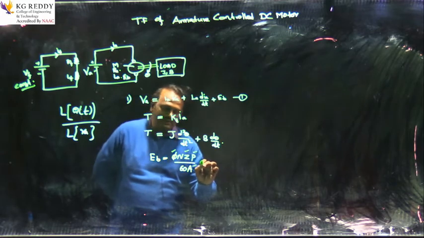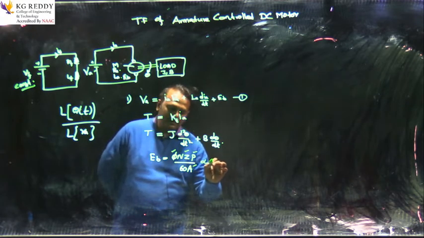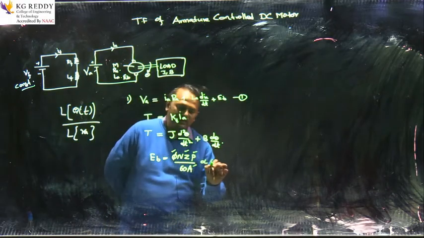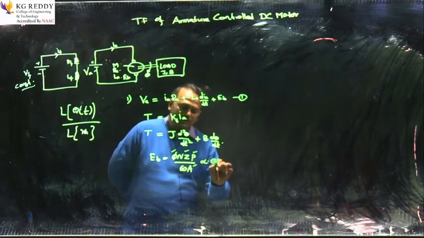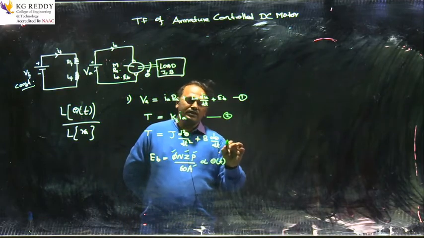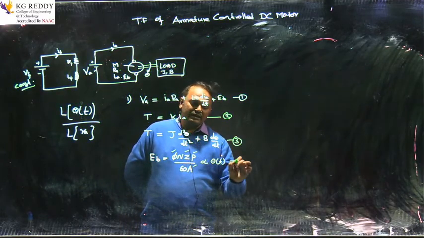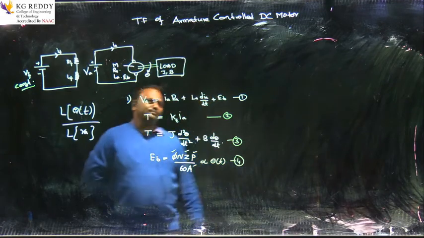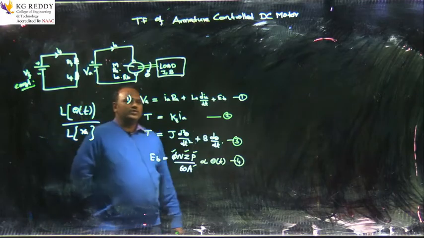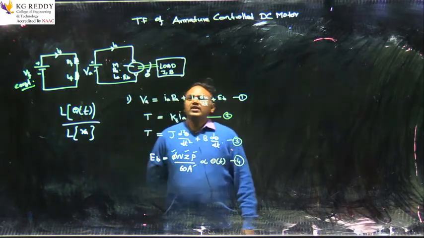Therefore, we can write it as proportional to n, or here in this rotation system it is theta of t. So, these are the four characteristic equations which are relating your electromechanical system. By using these four equations, we are going to develop our transfer function.